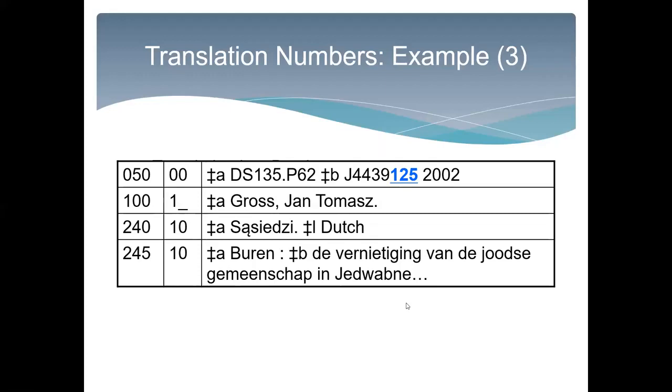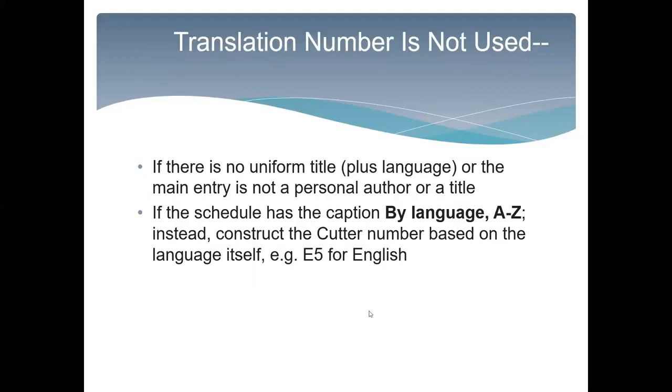Here's one translating it into Dutch, and we're going to look at our table. The SCL table is great because it lists all the languages, but in the Library of Congress cutter table, there's a translation cutter table that's much more abbreviated. Dutch is 125.